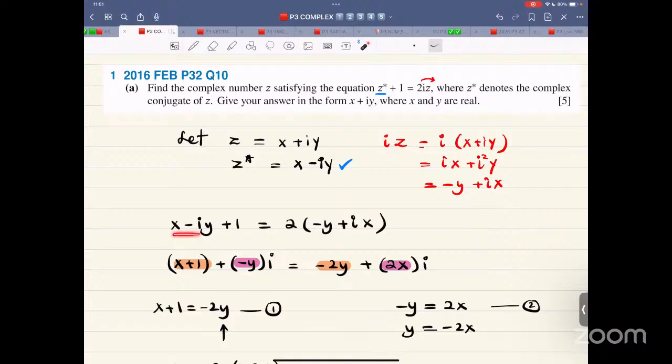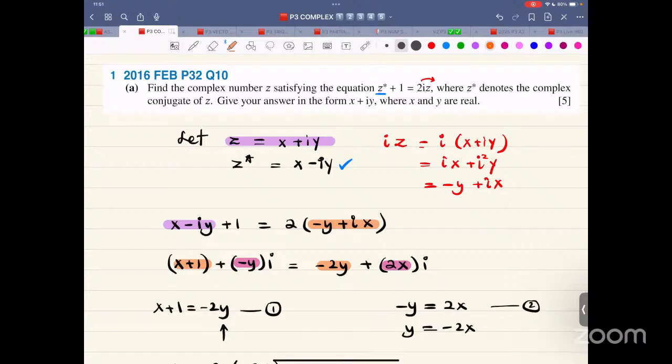So I have written z over here. I have written z star over here. So let me highlight this thing. This one is z, x plus iy. And then we have the z star thing, that is this thing, minus y plus ix. This is i into z.